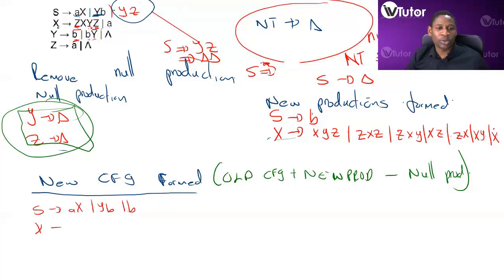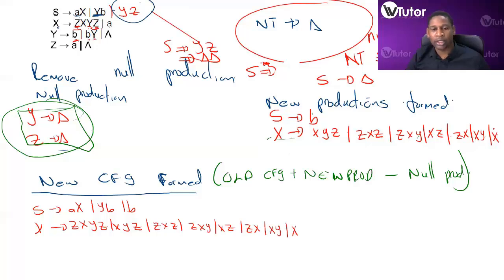Then we're going to have X going to ZYZ, and all the substitutions listed above. And then we've got this A. Then Y will go to B and BY, and Z will go to A. So this is the new CFG that is formed without the null productions.